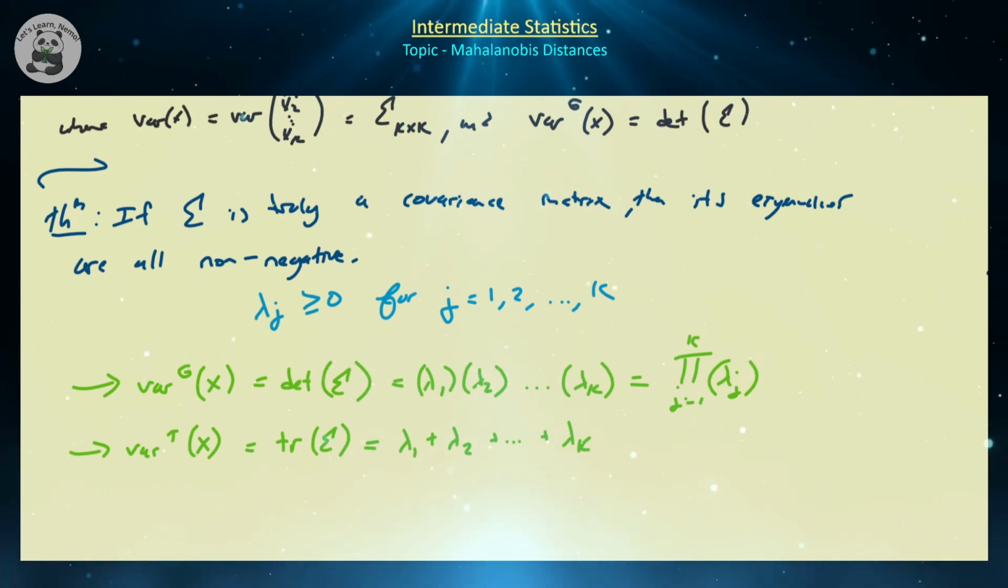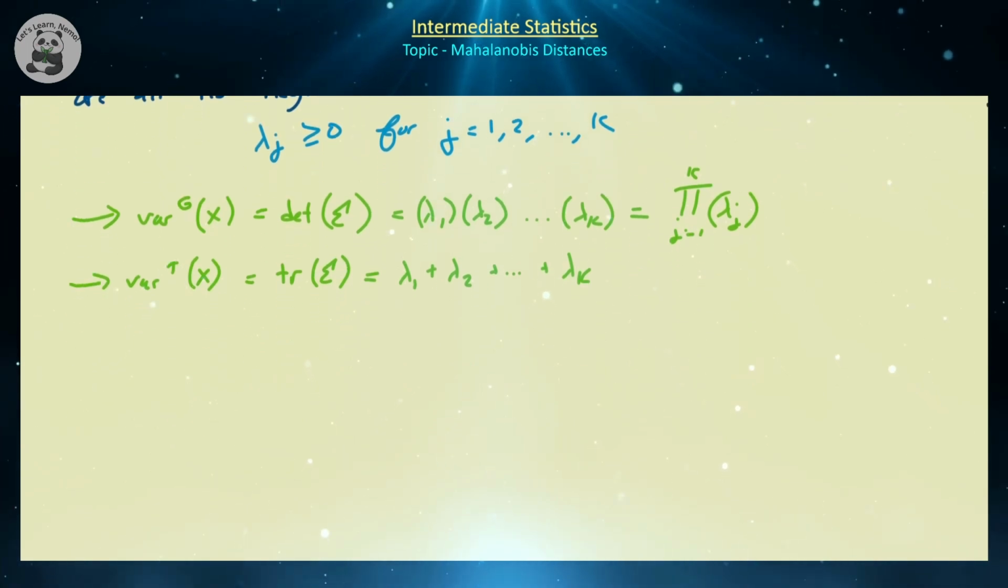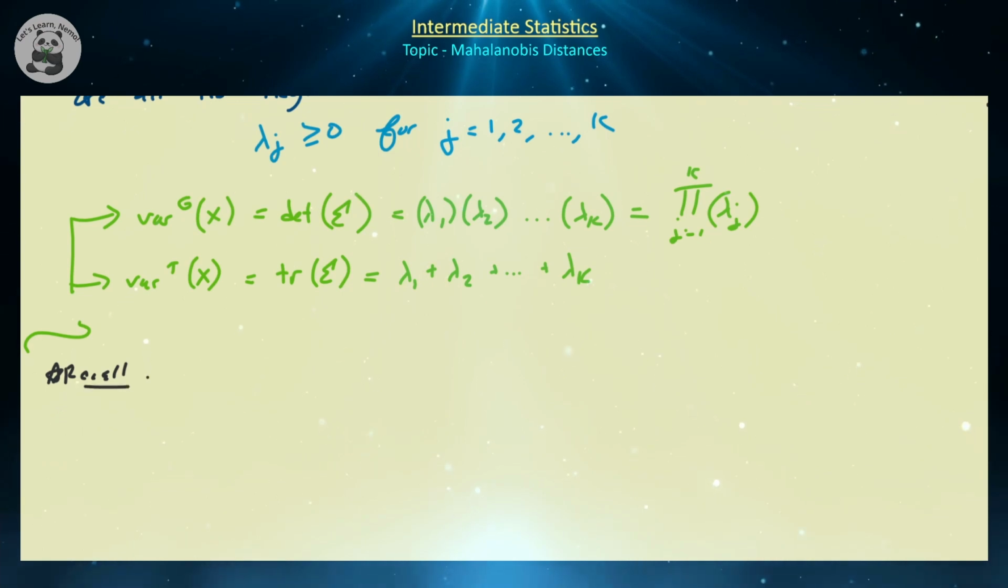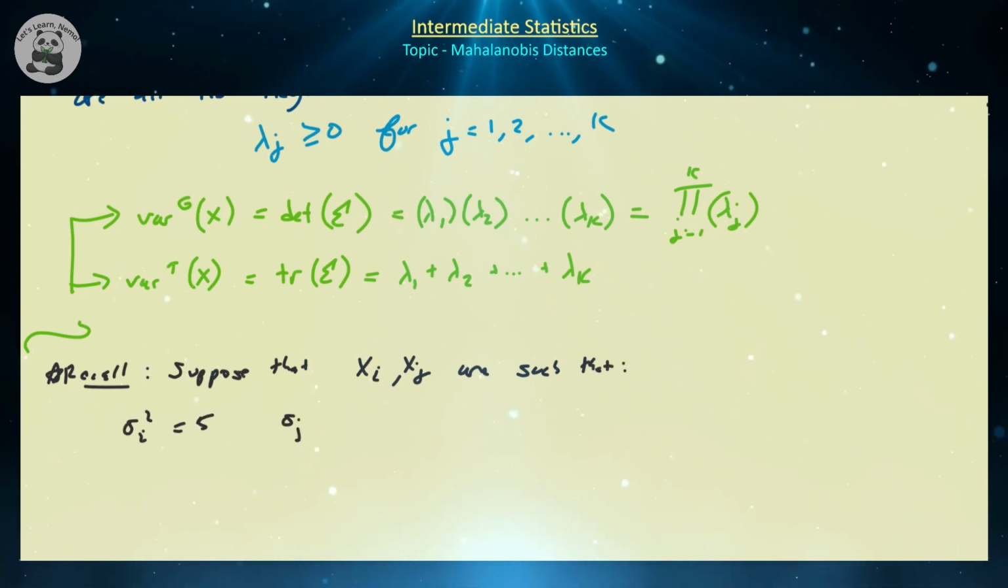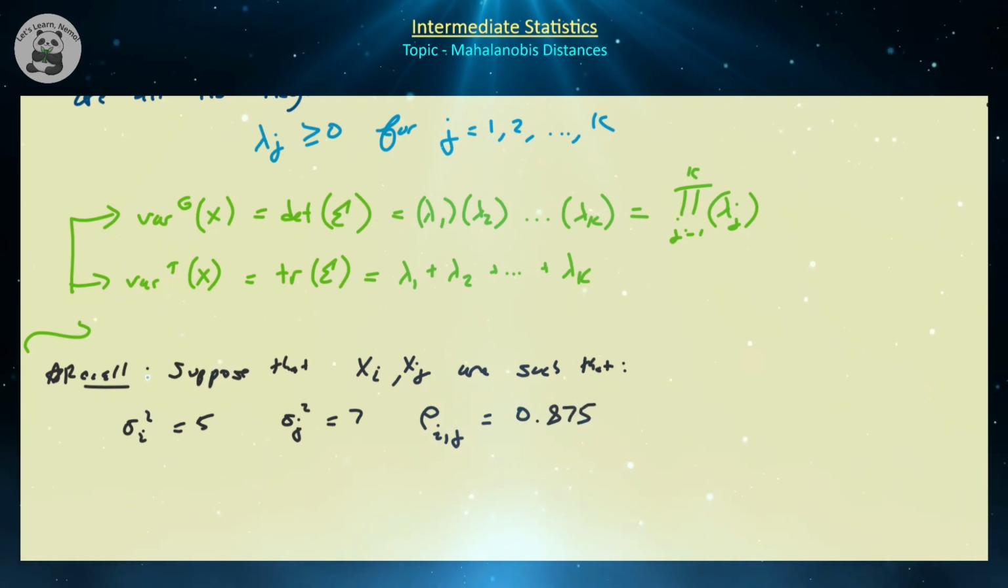Now, let's talk about a couple of numerical things in terms of the graphical picture that you definitely need to understand in order to understand what is called the Mahalanobis distance for a vector. So let's recall a couple things. Let's suppose that xi and xj are random vectors such that they have variances sigma i squared equal to 5, sigma j squared equal to 7, and let's assume that the correlation between i and j is equal to 0.875.